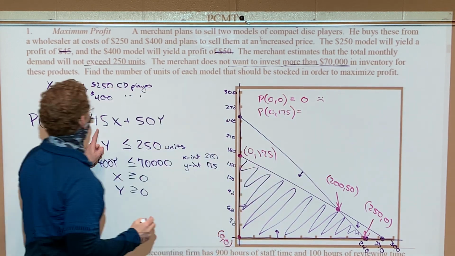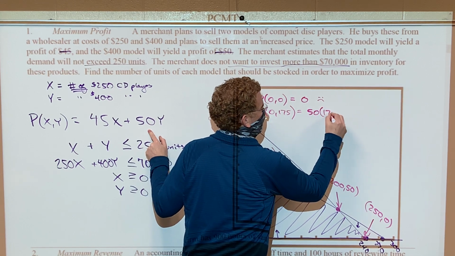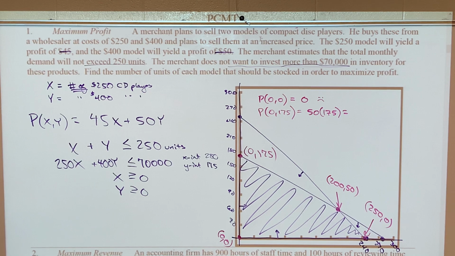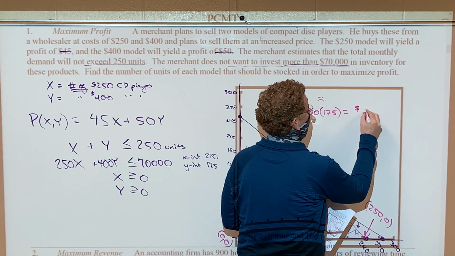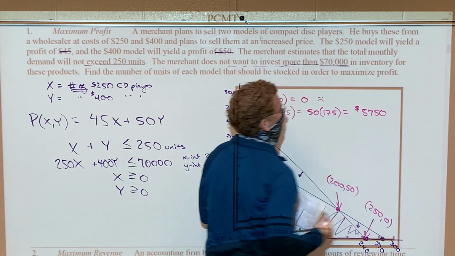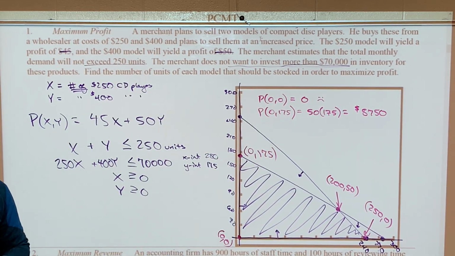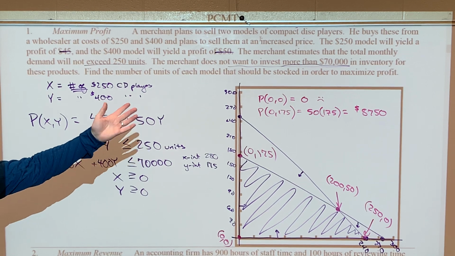Well, that's 0 times 45, but 50 times 175. And that one spits out 87.50. All right, now we're talking. If I can make 87.50 a month, it's roughly 100 grand a year, running a little CD shop, not too bad.